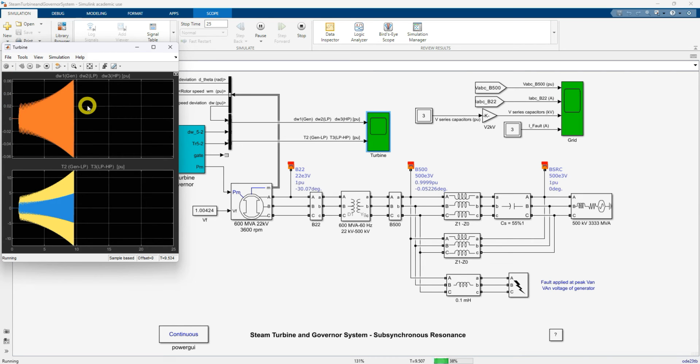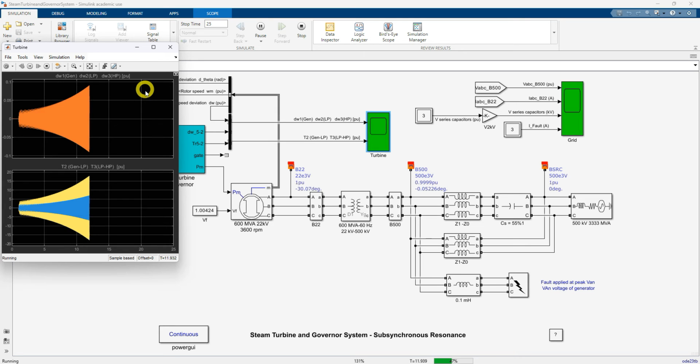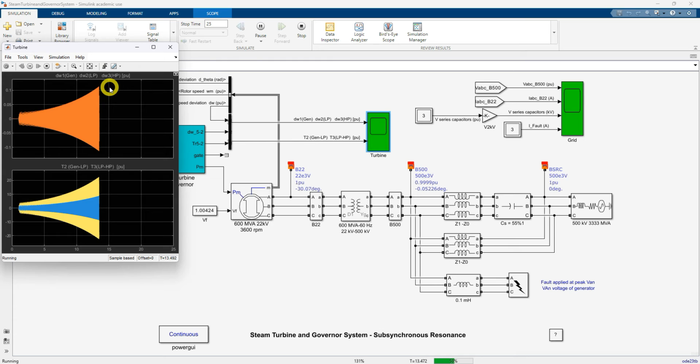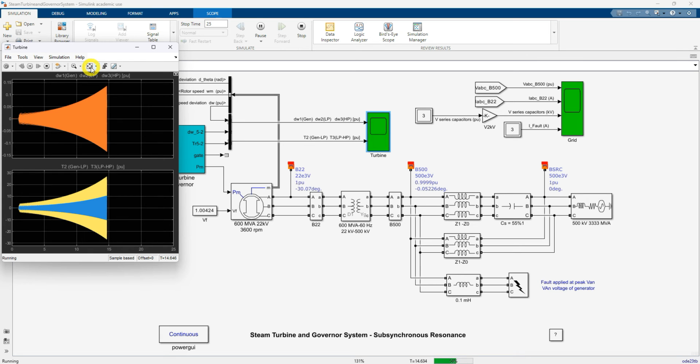That means the frequency in the electrical network is going to match some natural frequency of this turbine governor model. That way it will create high amplitude, which means it will create oscillation in the steam turbine system. Okay, so that's why this oscillation is created, because of this subsynchronous resonance of the series compensated capacitor.